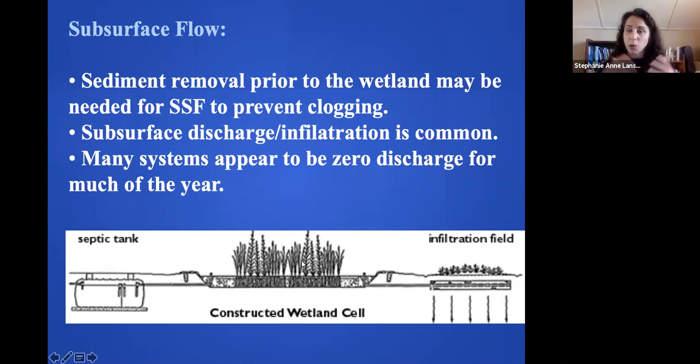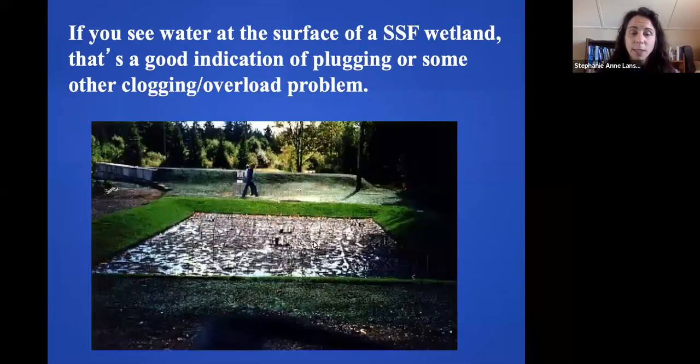Again, especially when we're treating wastewater, we may want it to be subsurface for environmental protection, so that we don't have coliforms introduced into the environment. And you may have it where some of these are zero discharge, or you may have other discharge, and then after that you could even put it into your leach field and have infiltration. If you see water on the surface of a subsurface wetland, that's a good indication of plugging or clogging or an overload problem.